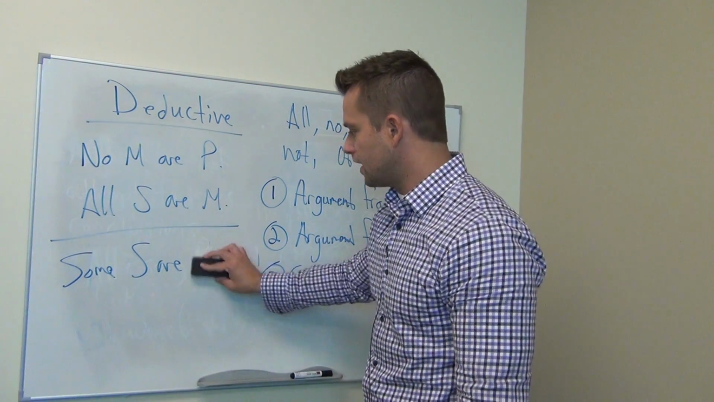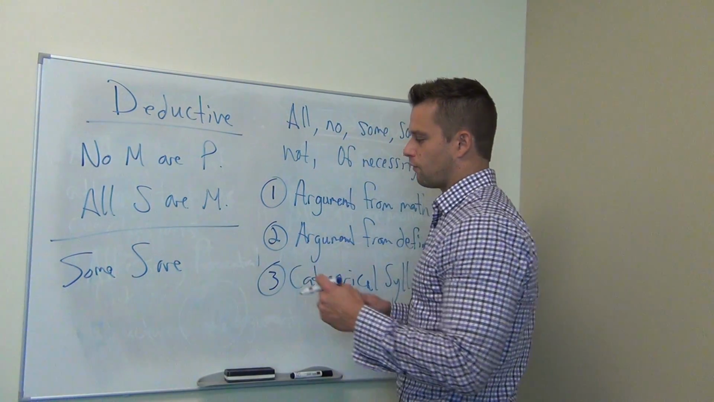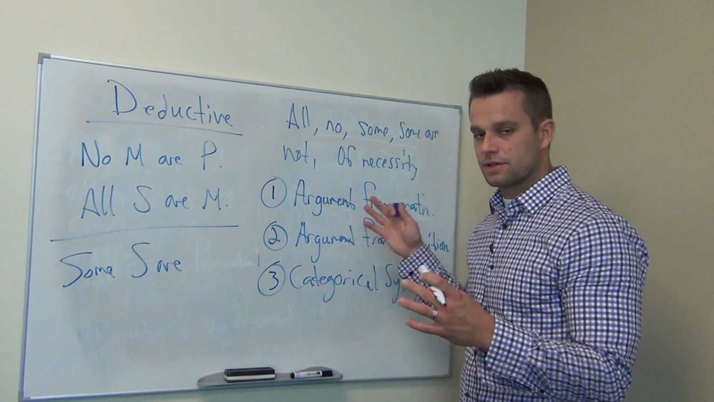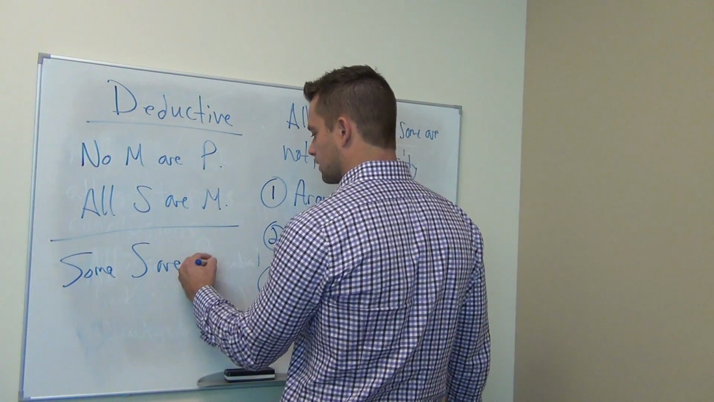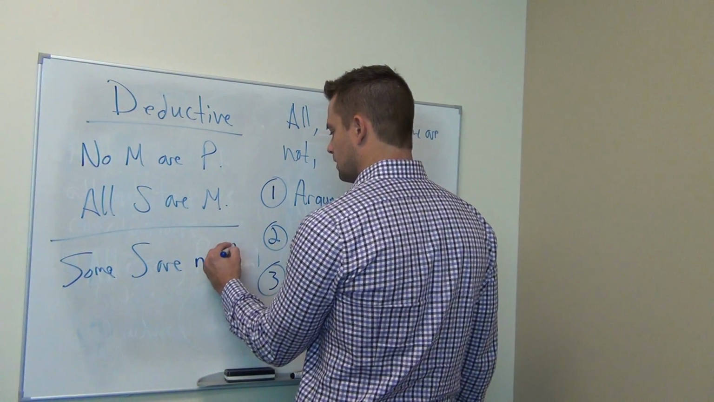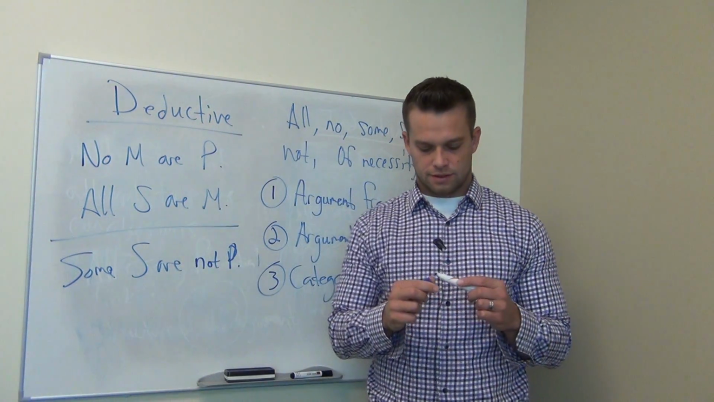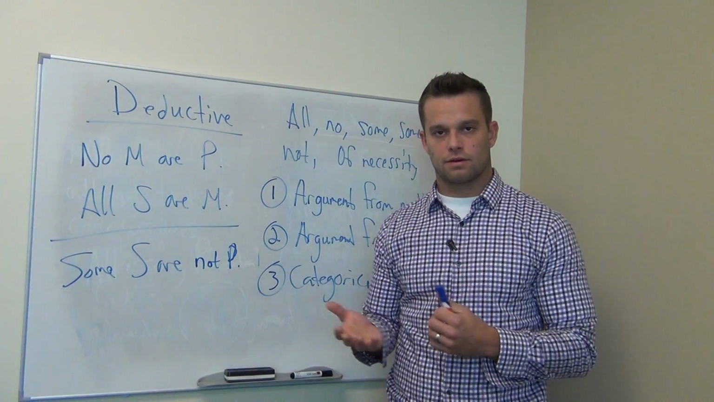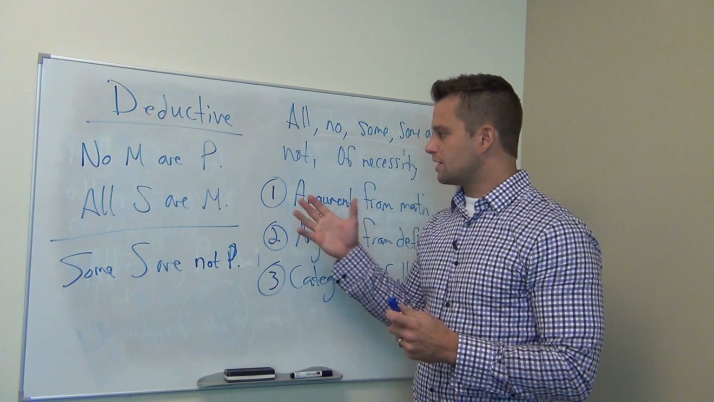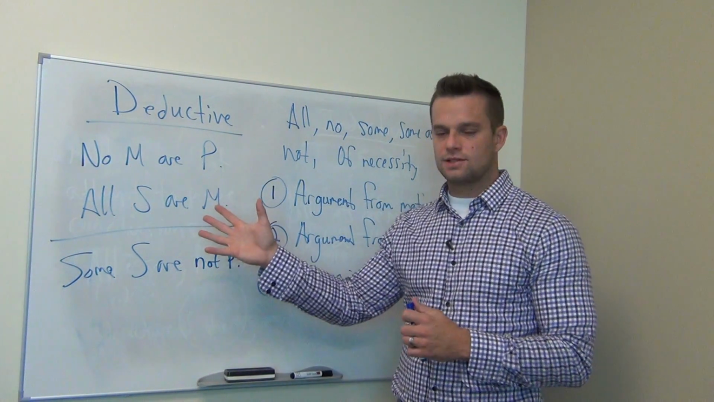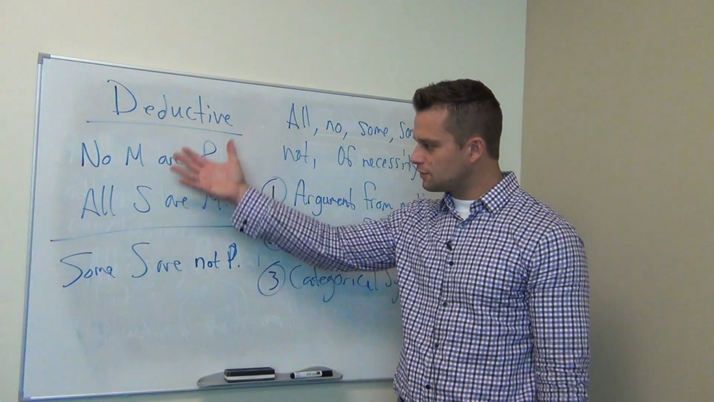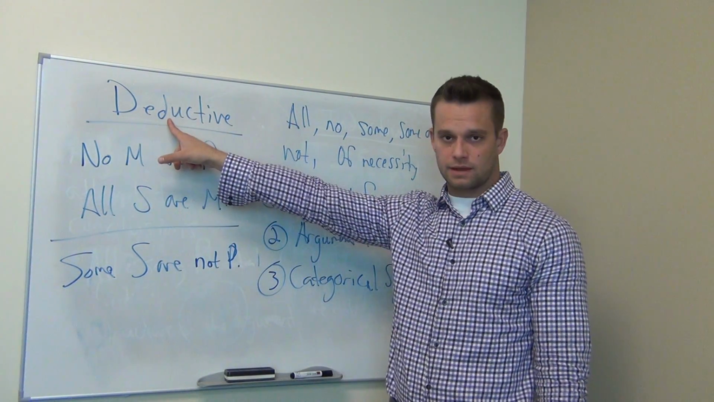So the final categorical premise form that we can use here is some S are not P. Now it's not important right now to understand all four different propositions in categorical syllogisms. But I just want to show you a multiplicity of them so that you understand that whenever you see this form, you should immediately think deduction.